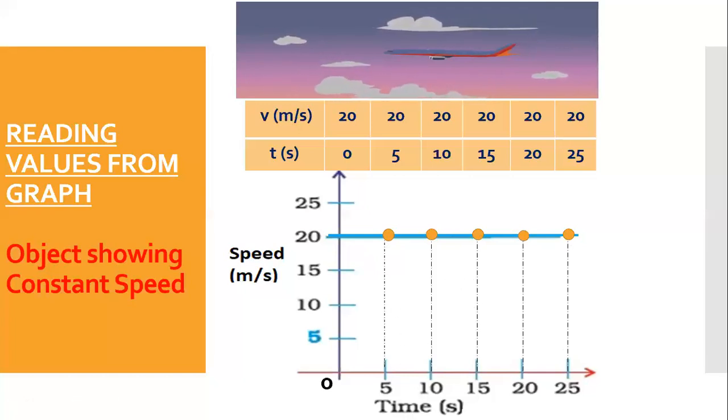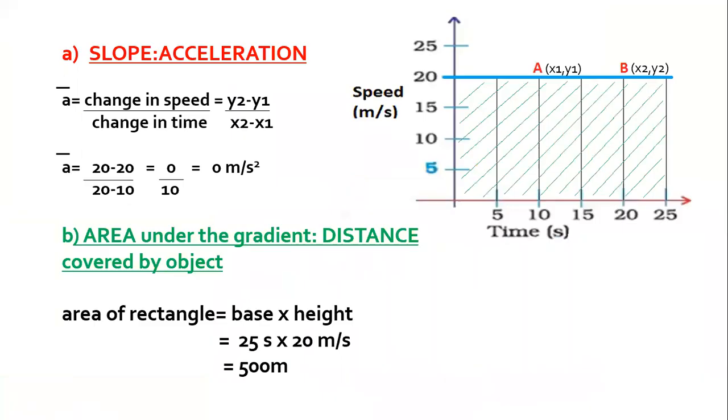Now let's calculate the values. Acceleration means change in speed by change in time, or you can use the formula which you have been using in previous classes, y2 minus y1 over x2 minus x1. I'm taking any 2 points on the graph. You can also take any points that you like on the graph. It can be an initial value and a final value. It can be points in between.